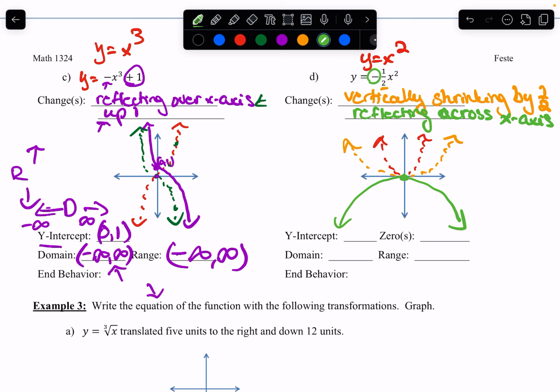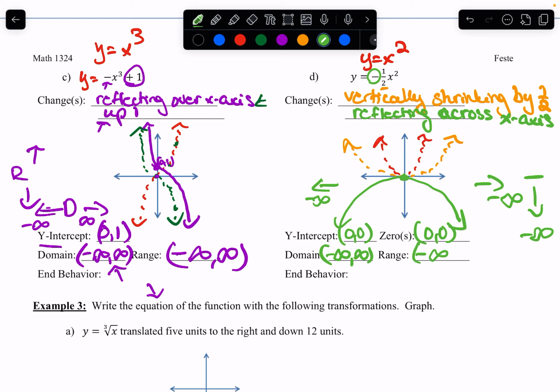Okay, our y-intercept here is that (0, 0), the same thing as our 0. Our domain, now that's this side and this side, we are going from negative infinity to infinity. So all real numbers are included. Range starts from the x-axis and goes down to negative infinity. Now, we do need to put the negative side first, so we're going to do negative infinity inside parentheses, and it stops at 0 at the x-axis. So again, 0 is included, so it is inside a bracket. Our end behavior is down on the left and down on the right.